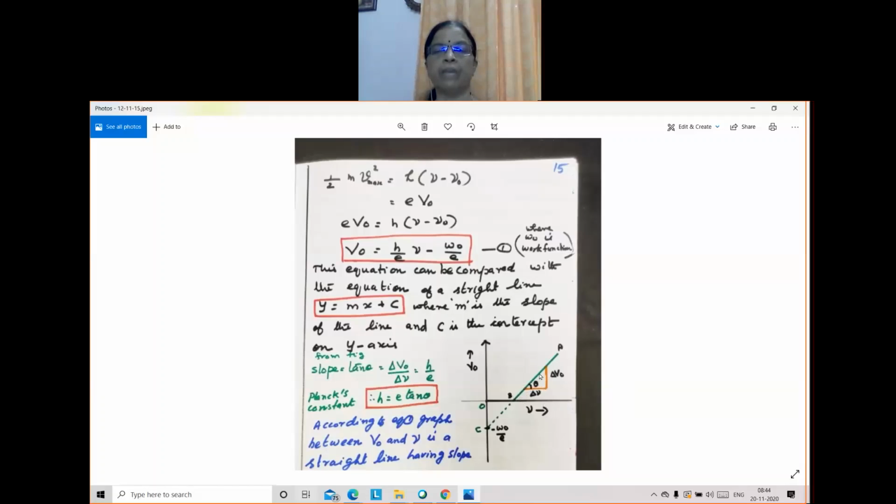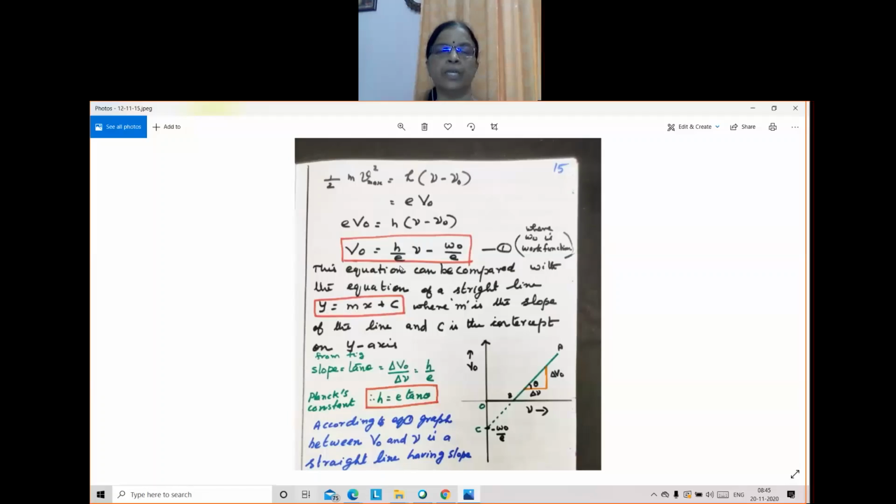And we are finding the slope of this graph to get Planck's constant. For that, we write this equation as the equation of a straight line: V0 equal to h by e into nu minus W0 by e. Here e is taken to the right side, and h nu 0 is W0, the work function. You see this form, y equal to mx plus c. This is the equation of a straight line.